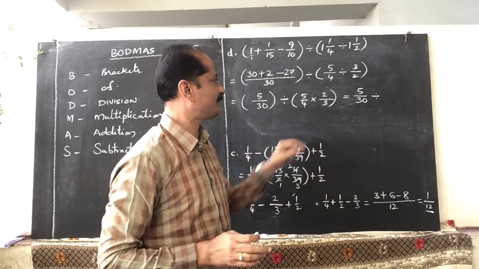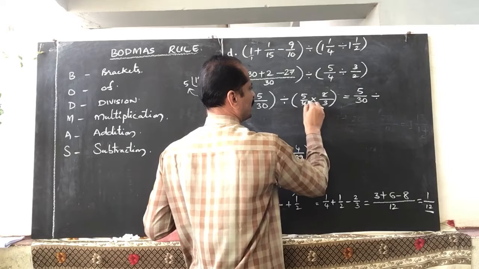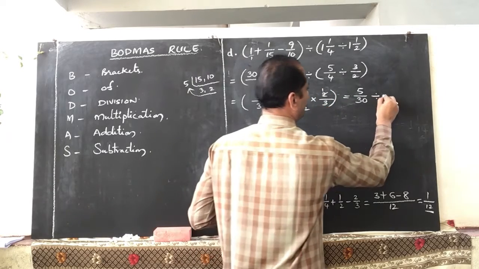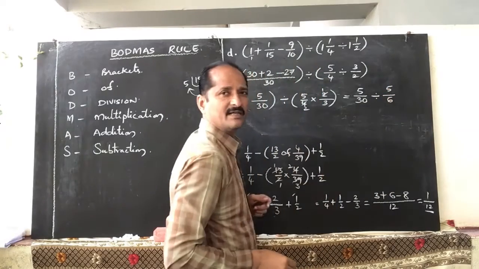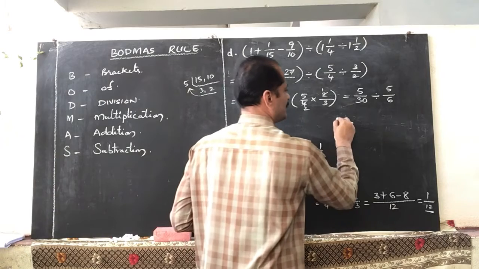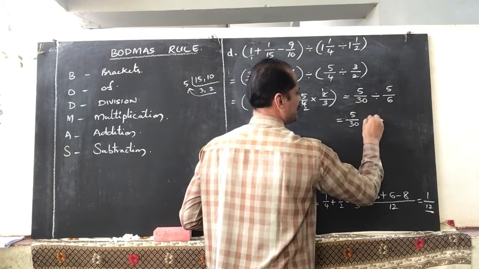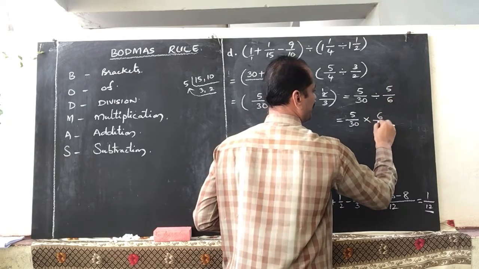So how much is it? Product. Is there any cancellation? Yes. 2 1s are 2, 2 2s are 4. So 5 into 1, 5 by 2 into 3, 6. So 5 by 6 is the result. Now divide. Divide again two fractions. How can you divide? So 5 by 30 into, whenever you are changing the division symbol into multiplication, write down the reciprocal of 5 by 6, that is 6 by 5.